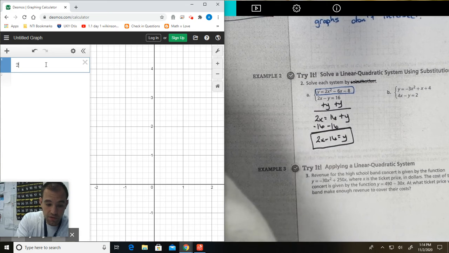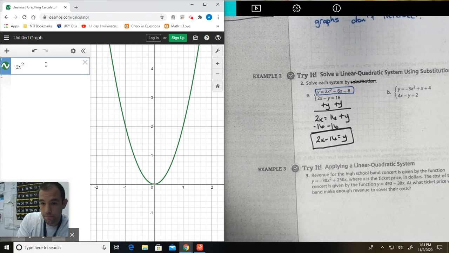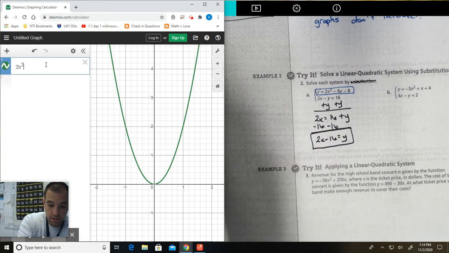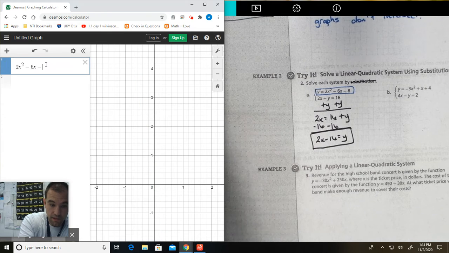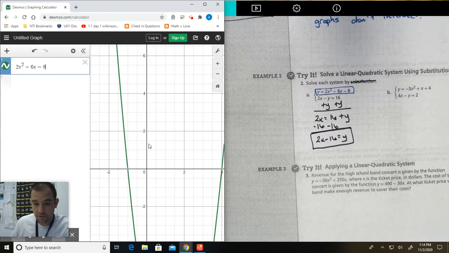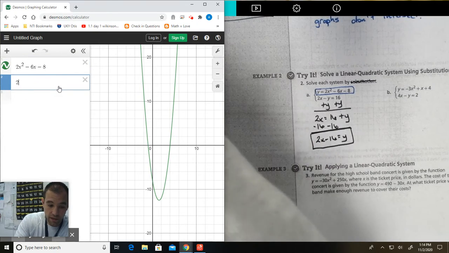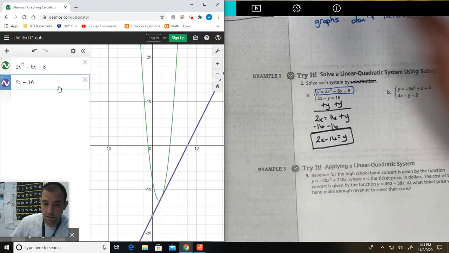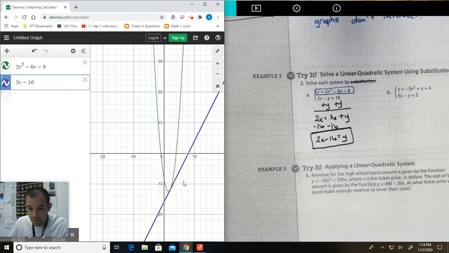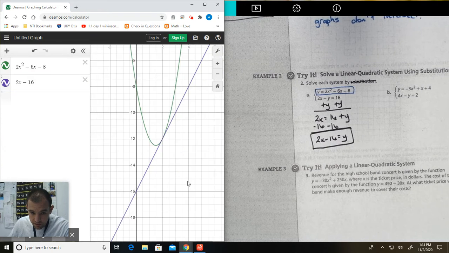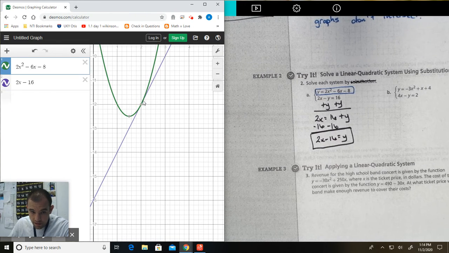So I'm going to type it in: 2x squared minus 6x minus 8. There's the first one. I'm going to zoom out a little bit so we can see it. The second one is 2x minus 16. And then we could zoom in a little bit because it looks like they're going to cross down here. And if you click on Desmos, it will tell you exactly where they cross. (2, negative 12) is my answer to this problem.